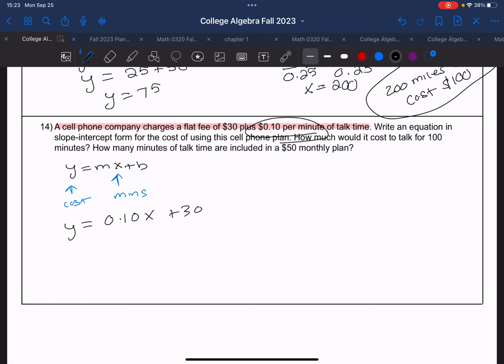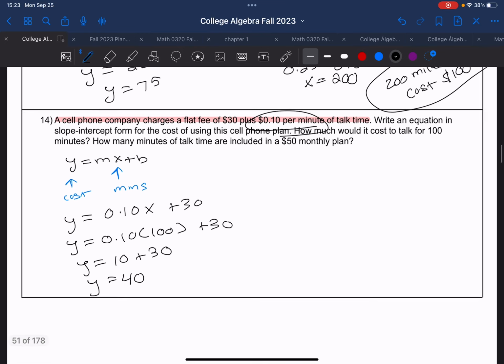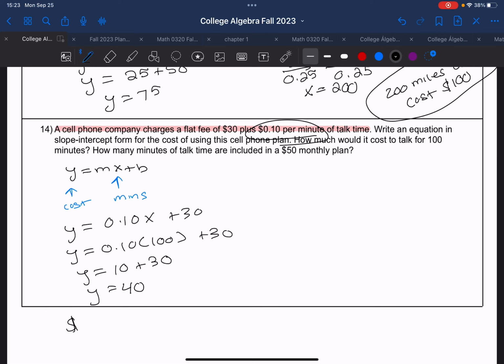It says how much would it cost to talk for 100 minutes? So we're going to plug in that 100 for x. So y is equal to 0.10 times 100 plus 30. That gives us y is equal to 10 plus 30, which gives us y is equal to 40. So that tells us that $40 gives us 100 minutes.